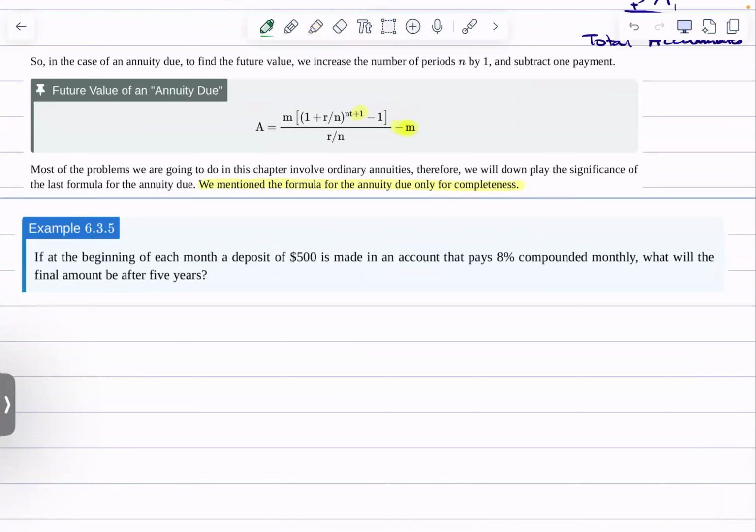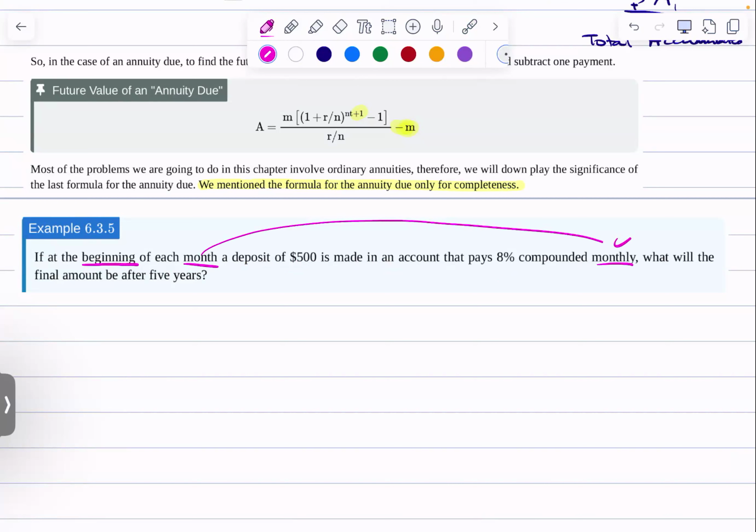So like I said, if it's at the beginning, it has to say in the question, right? If it doesn't say, if it's unclear, you can assume it's at the end, right? Because that's what we know how to work with. But let's just try this formula one time and see how it goes. If at the beginning of each month, a deposit of $500 is made in an account that pays 8% compounded monthly, so that's good, these match. That still has to be true, right? What will the final amount be after 5 years?